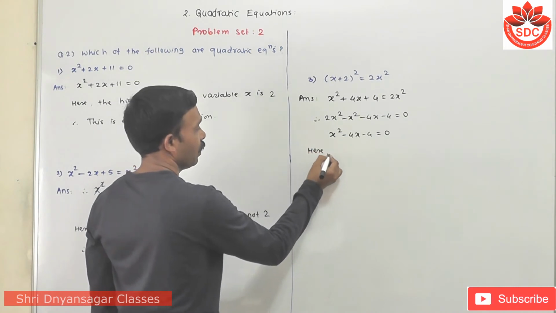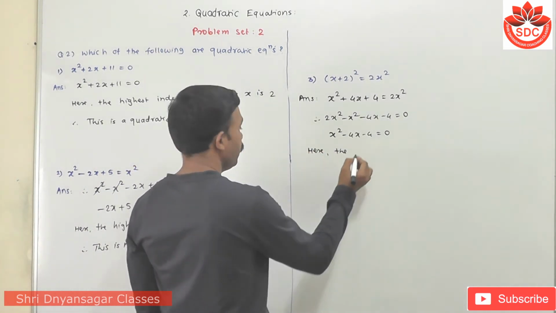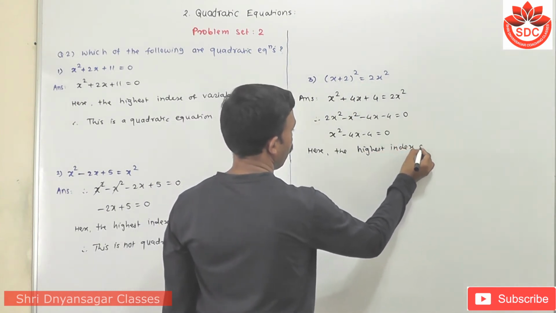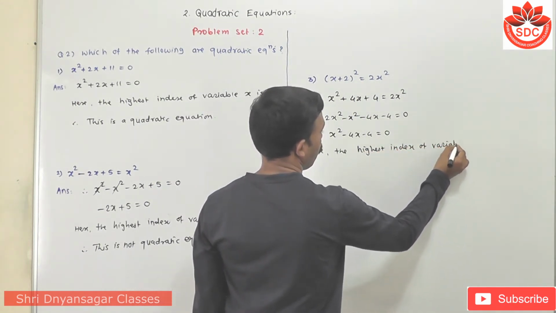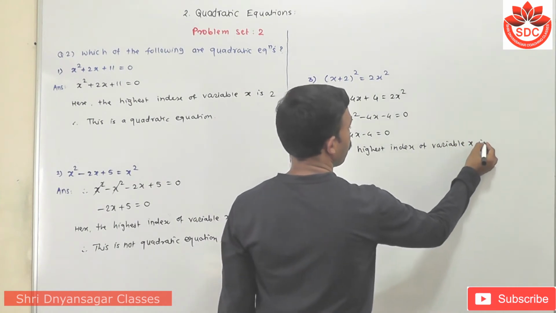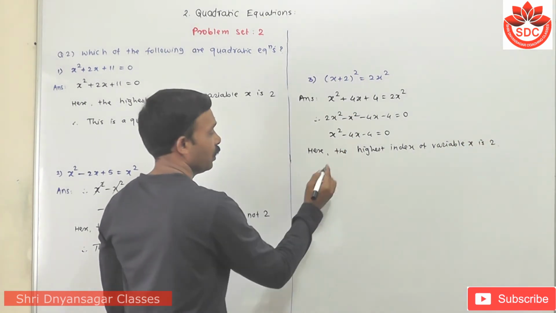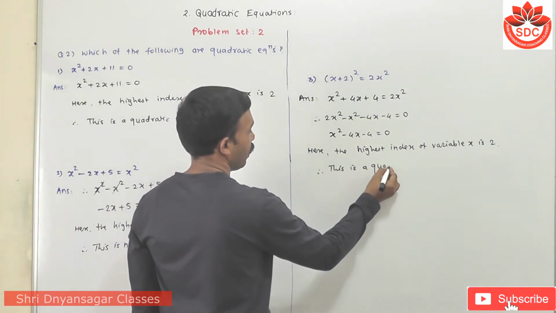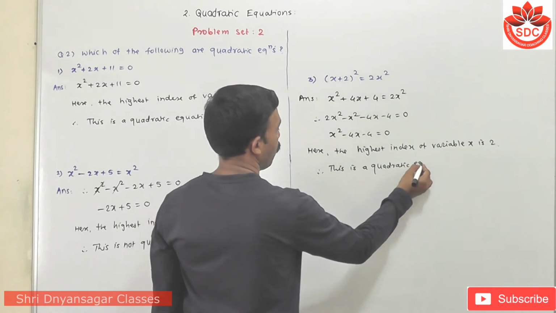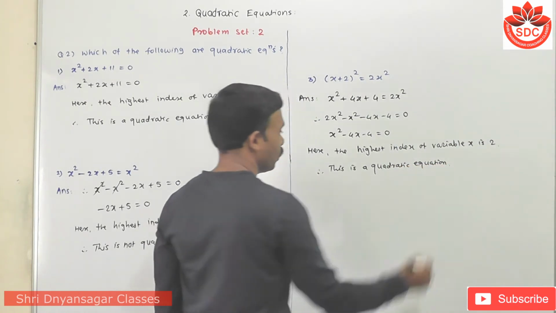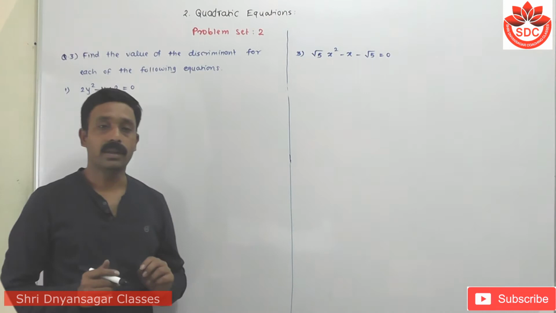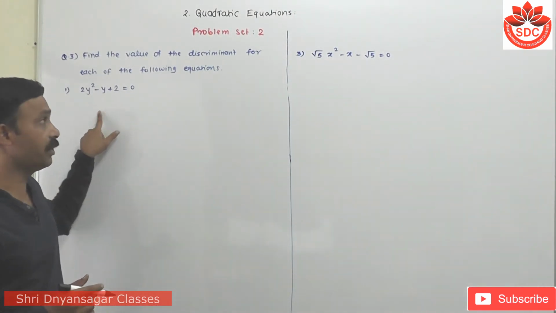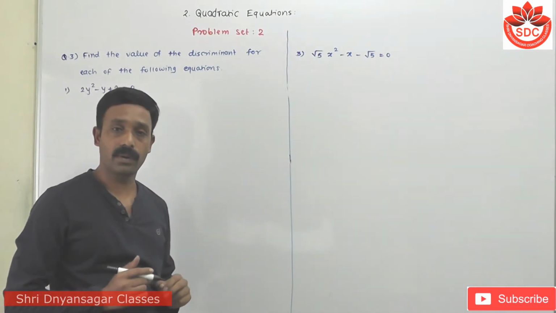Here, the highest index of variable x is how much? 2. Therefore, this is a quadratic equation. Can you understand? So simple question. Students, in question number 3, there are 3 sub-questions. I have taken only 2 here, the first and the last. The second one is for your homework.